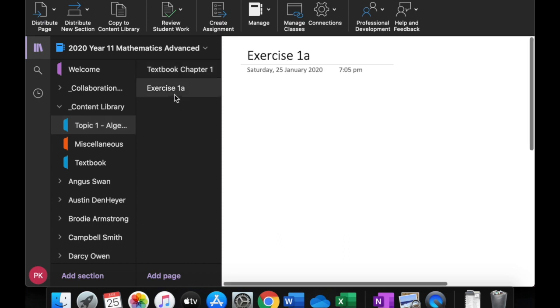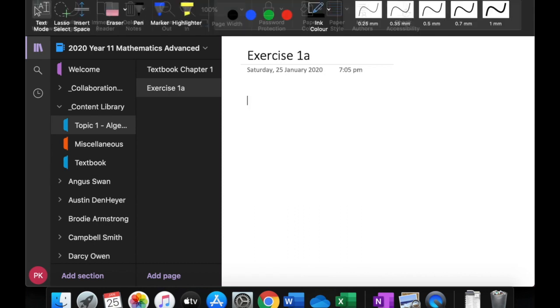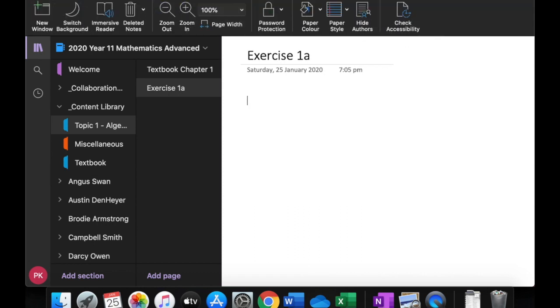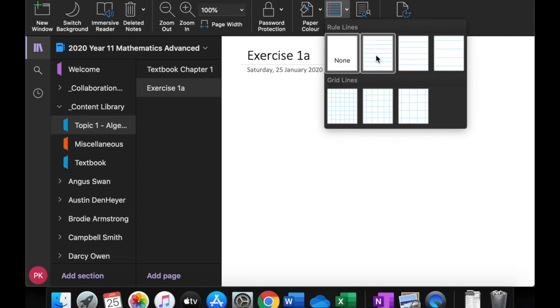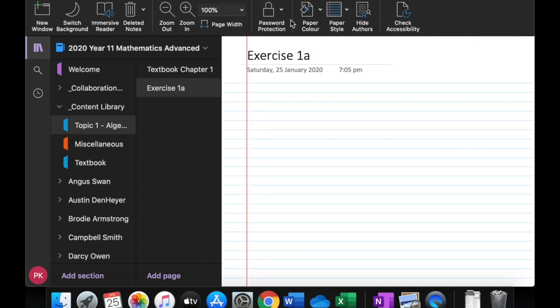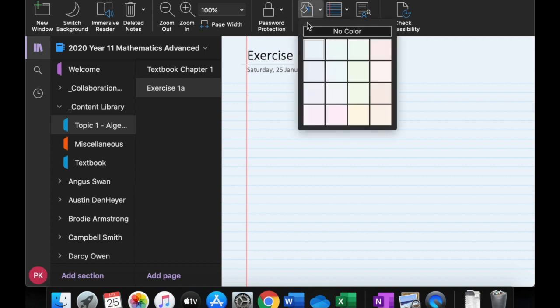And if we actually look at exercise 1A, actually I'm going to change this paper. How do I do that? View, paper style. Oh, that looks nice. It's nice. It's different. It's unusual. Maybe that's slightly blue. Slightly easy to see. I don't think so. No colour.